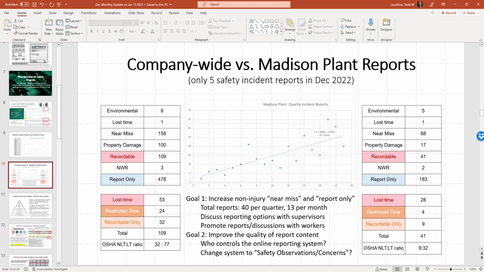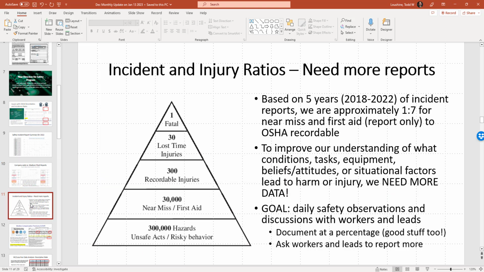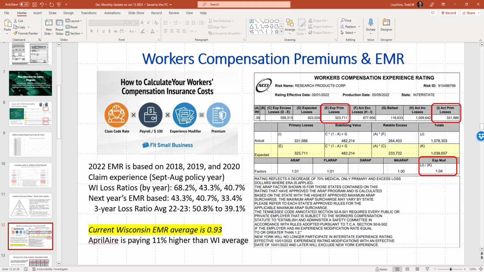Here's a breakdown of company-wide versus Madison plant. And so this is sort of a crossover between what I just showed you, because it includes more than just the OSHA recordables, but the OSHA recordables are here too. And then we can calculate a no lost time ratio, company-wide versus my plant. I talked a little bit about the pyramid, the ratios. This, I believe, is Bird's pyramid. Interestingly enough, Jim Jones had brought up Bird.